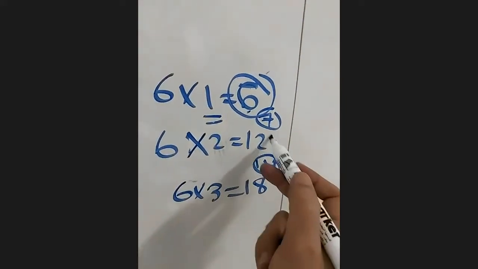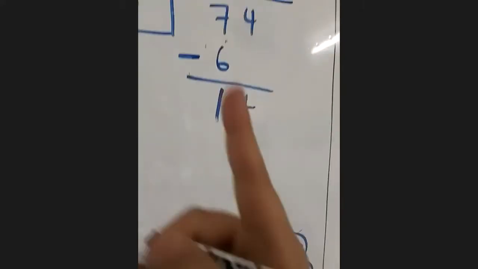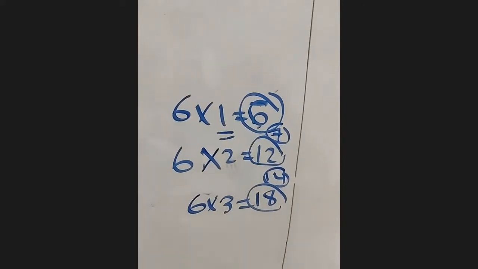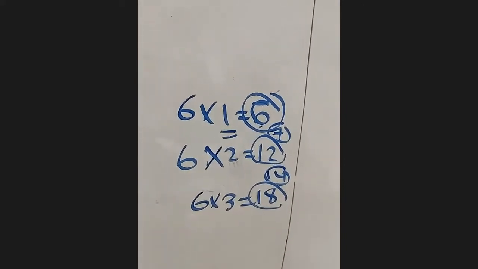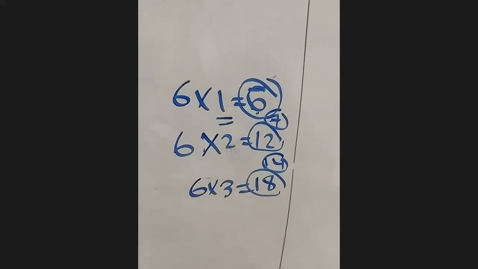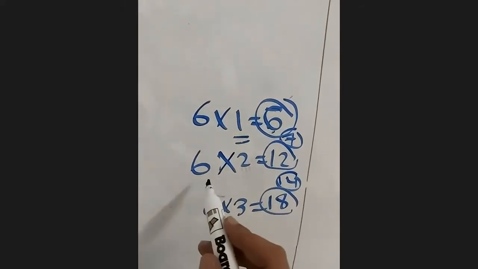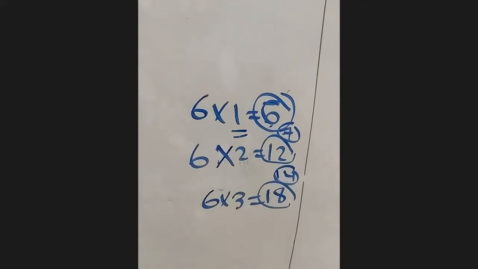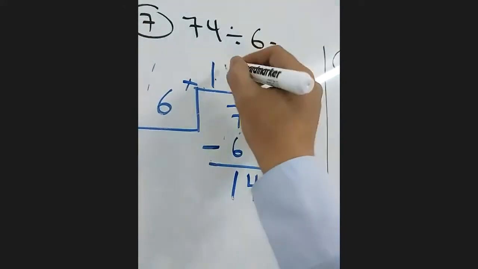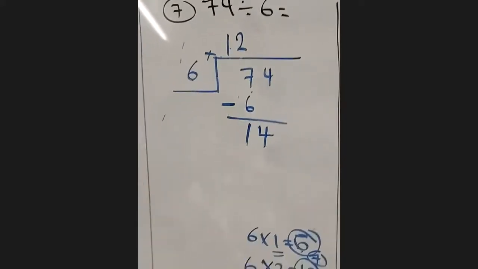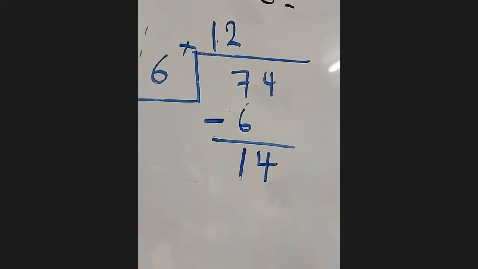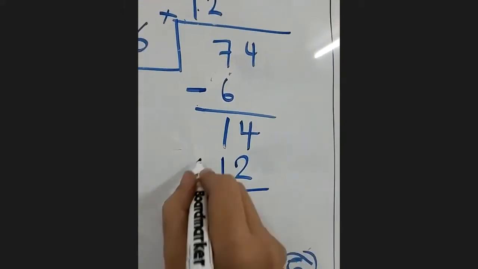Now what will I choose, 12 or 18, to use in the division? 18? No, 18 is bigger than 14. We cannot use a bigger number. We always need to use a smaller number. 12. From where do we get 12, ya Hamza? Multiplying what with what? 6 multiply 2. So I have 6 here, I need to put 2 up, right? Yes. 2 multiply 6, how much? 12.